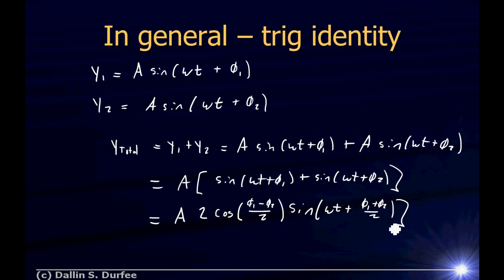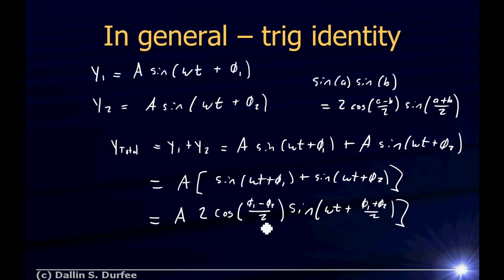Okay, so there you go. So you look at this. There's my trig identity. All right, once again, the trig identity was that sine A plus sine B is equal to 2 cosine((A minus B) over 2) sine((A plus B) over 2). All right, so I just apply that trig identity and I get this.